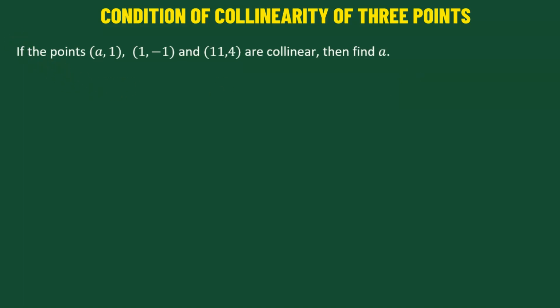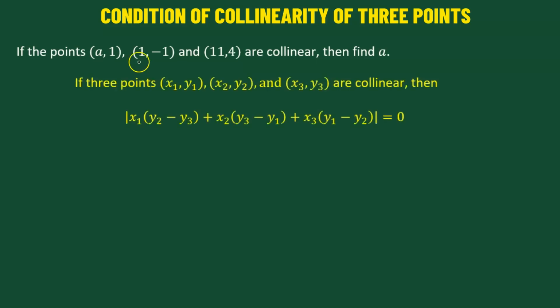Let us begin. Now, let's say we have 3 points with coordinates x1, y1, x2, y2, and x3, y3. Then the 3 points are said to be collinear if it follows the condition that the absolute value of x1 multiplied by y2 minus y3 plus x2 times y3 minus y1 plus x3 times y1 minus y2 equals 0.